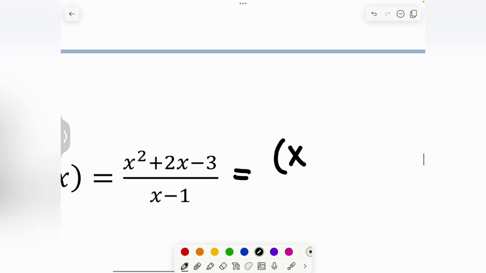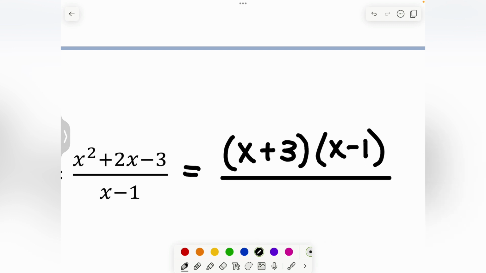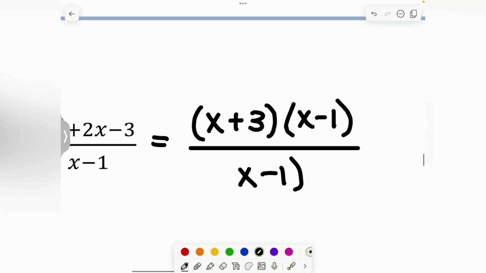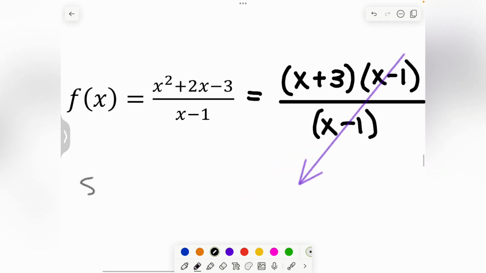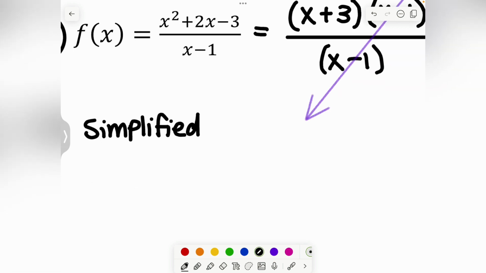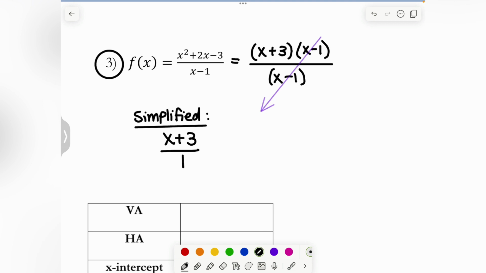It's the same problem as above. It's just that now this is on top. So x plus 3 and x minus 1. And then x minus 1 is now on the bottom. So we still cancel, and there is still a hole. But the weird part is the simplified, because what is the simplified equation? Well, okay, it's x plus 3, but it's over 1.